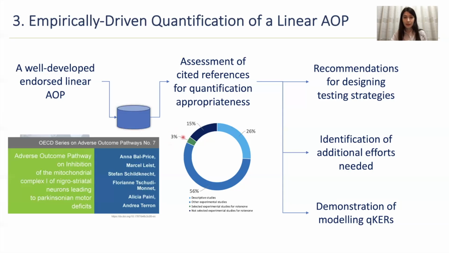As a result, only 3% of the total number of papers we considered were proposed to be appropriate for quantification purposes. However, I have to mention one important aspect: none of these publications were developed at the time having in mind an AOP construction. It's rather about fitting the data somehow in order to evaluate an AOP. Well, this exercise allowed for recommendations on how to design appropriate testing strategies, also to identify where additional efforts are needed, and allowed us to model a few quantitative key event relationships for demonstration purposes.